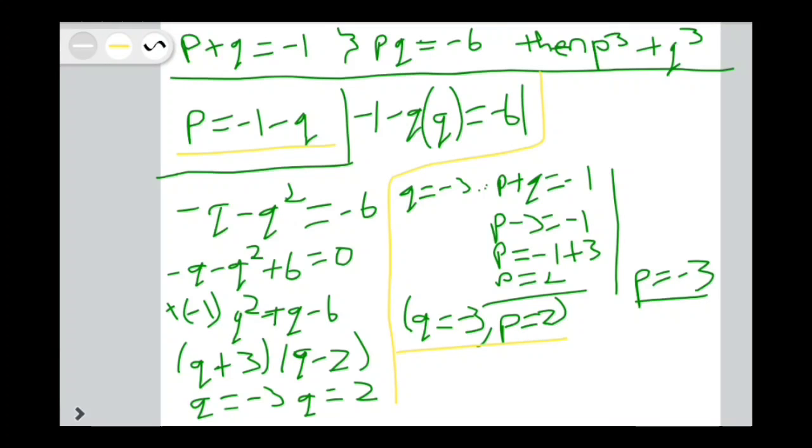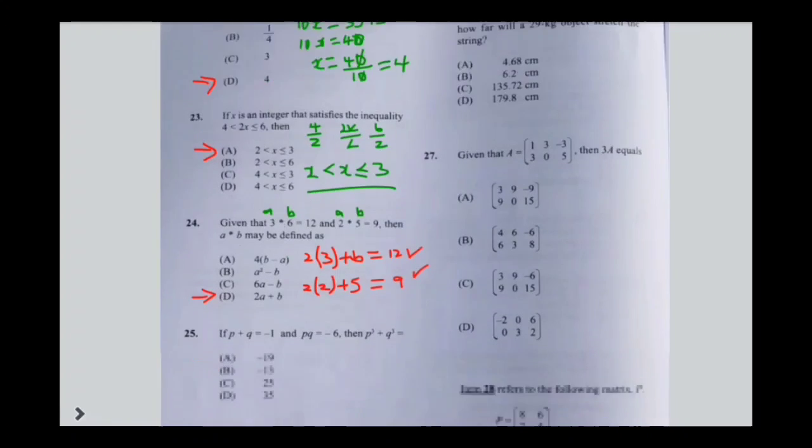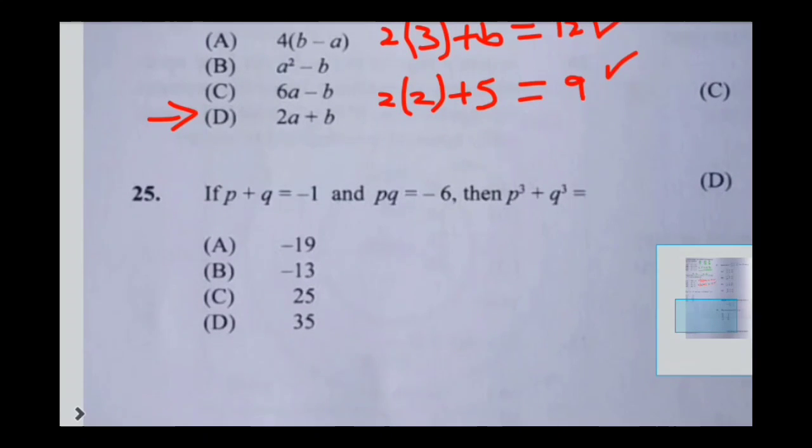So using that, I'm going to solve for P cubed plus Q cubed. P cubed, that's 2 cubed plus negative 3 cubed. Solving that, 2 cubed is equal to 8. So that's 2 times 2 is 4 and 4 times 2 is 8, plus negative 3 cubed, which is negative 3 times negative 3 gives us a positive 9, and then 9 times negative 3 would give us negative 27. So negative 27 plus 8 would give us negative 19 as our answer. And going back to our question, that means A is going to be our answer.